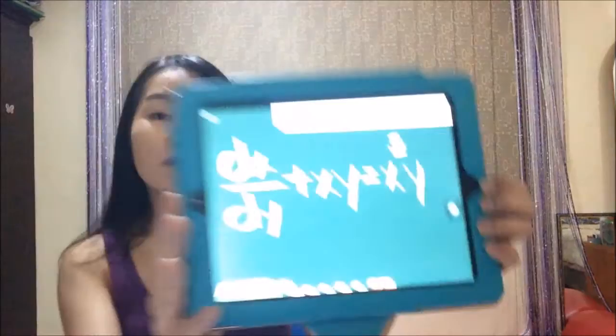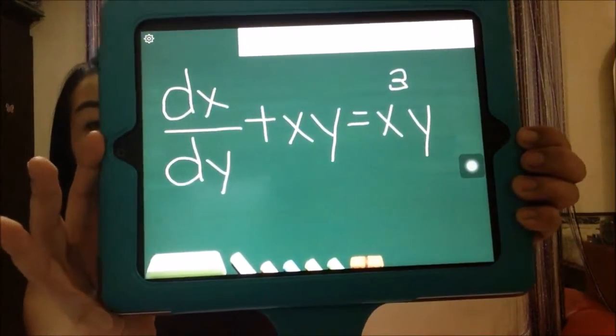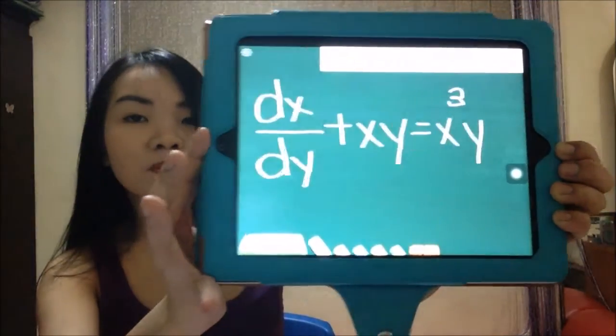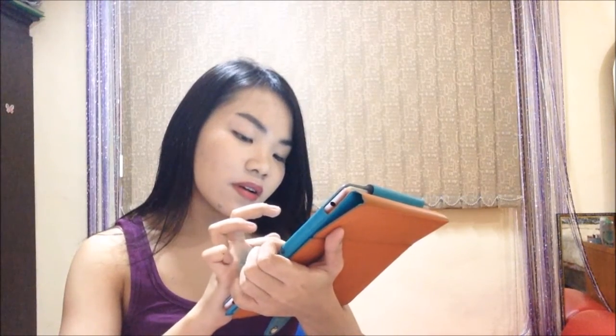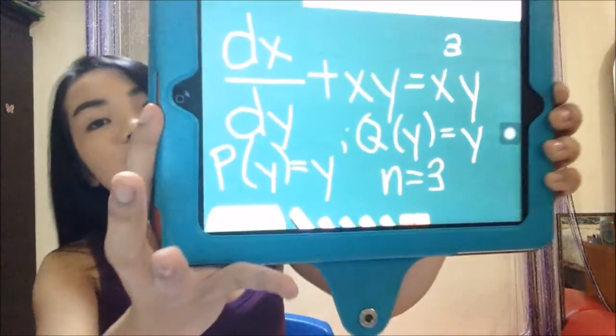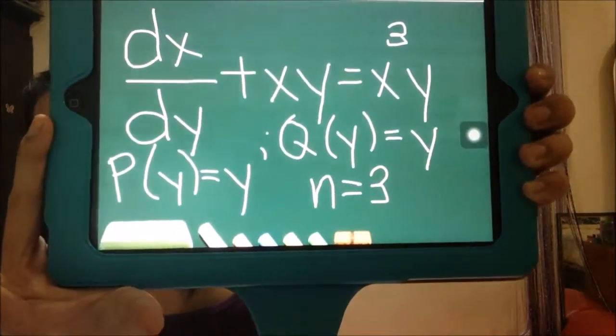This is my reverse example: dx over dy plus xy is equal to x cubed y. The p function of y here is simply y. The q function of y here is y also, and the n is equal to 3 because x is raised to 3.